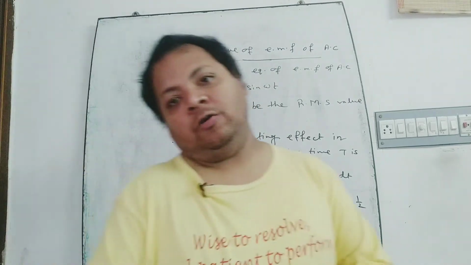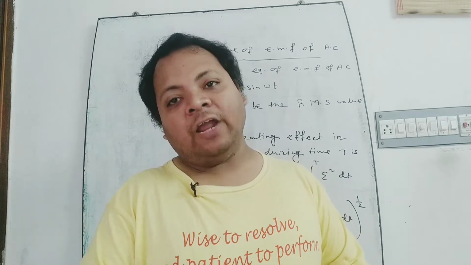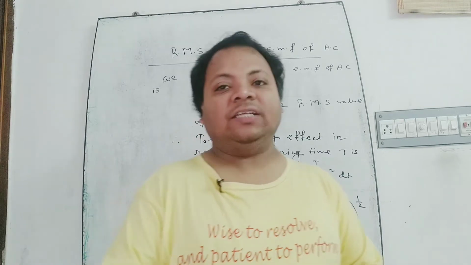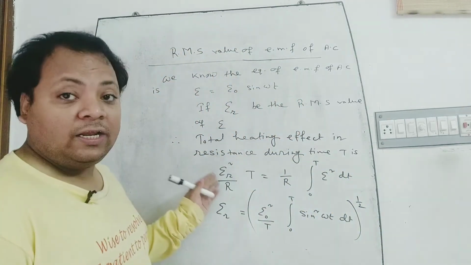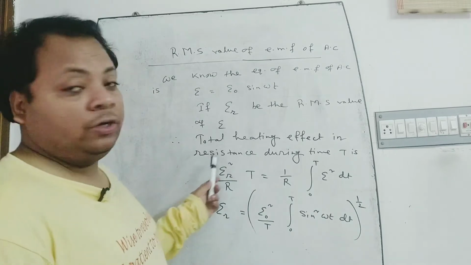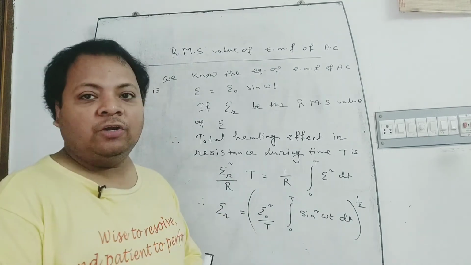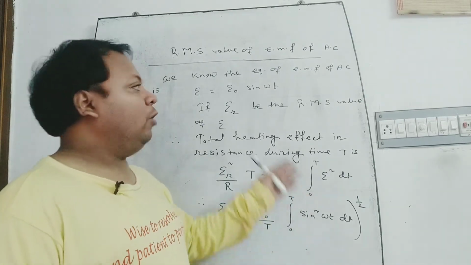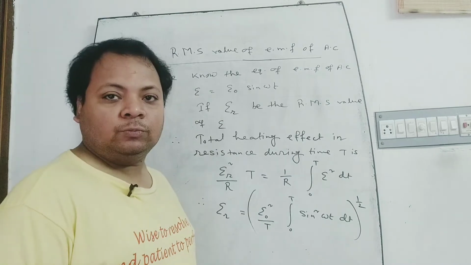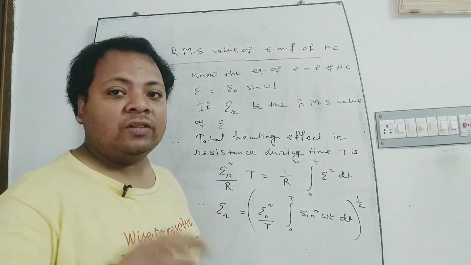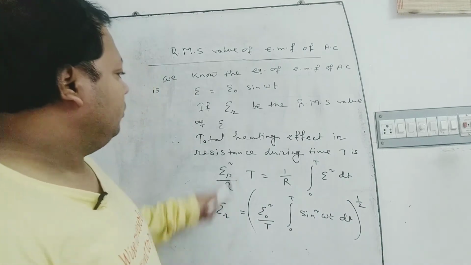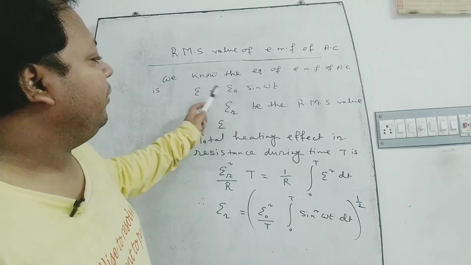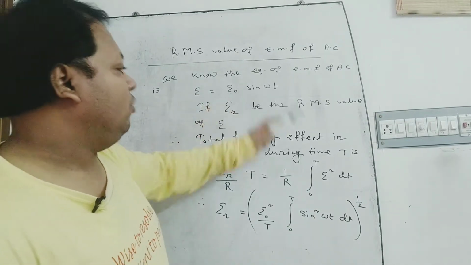Now, we can define the RMS value of EMF or AC such that the total heating effect of the RMS value through a resistor during time T, capital T, is equal to the heating effect of the alternating voltage through that resistor during that time. We know that the EMF of AC is epsilon = epsilon 0 sin omega t.